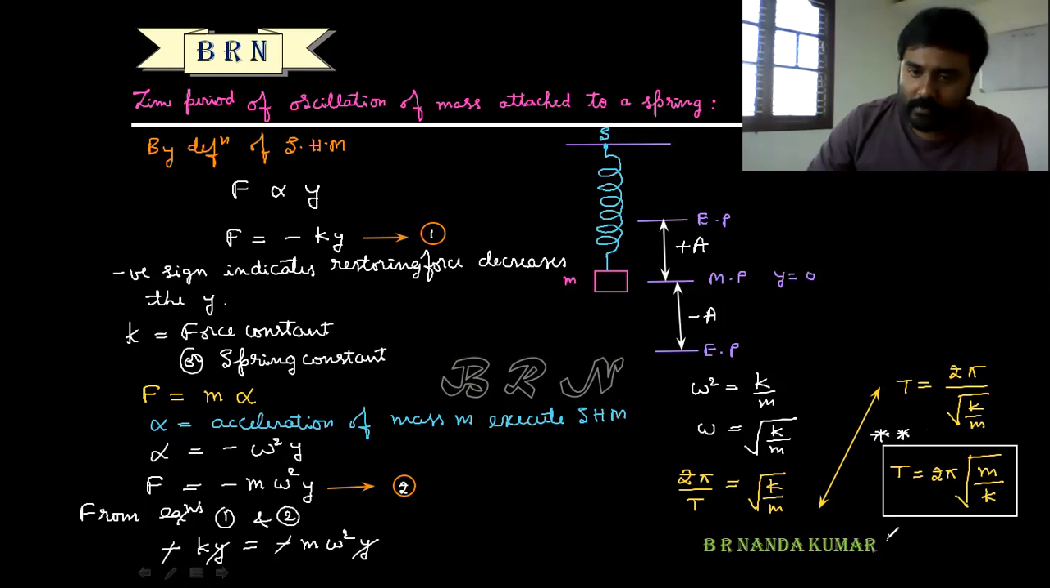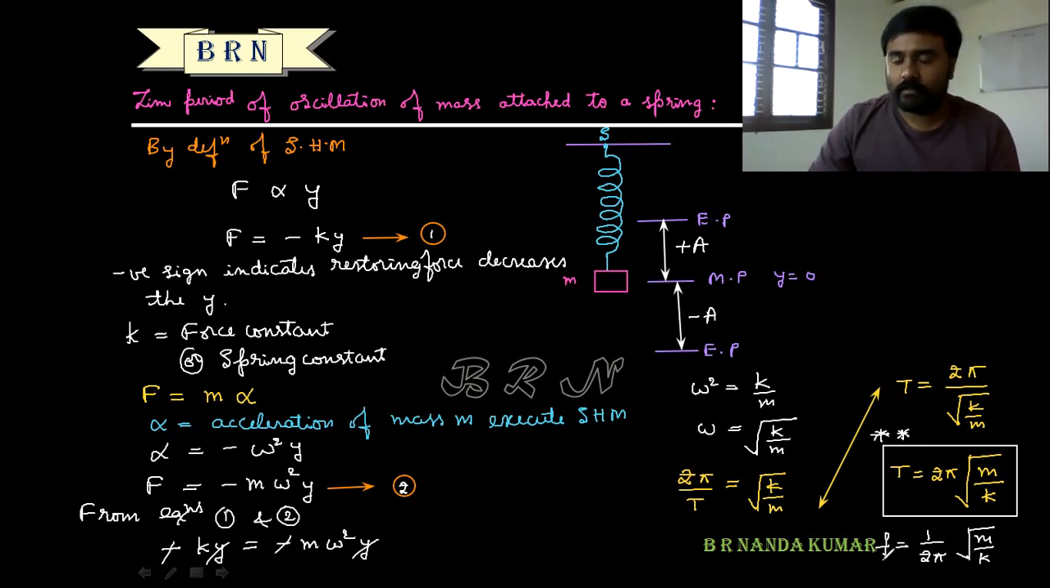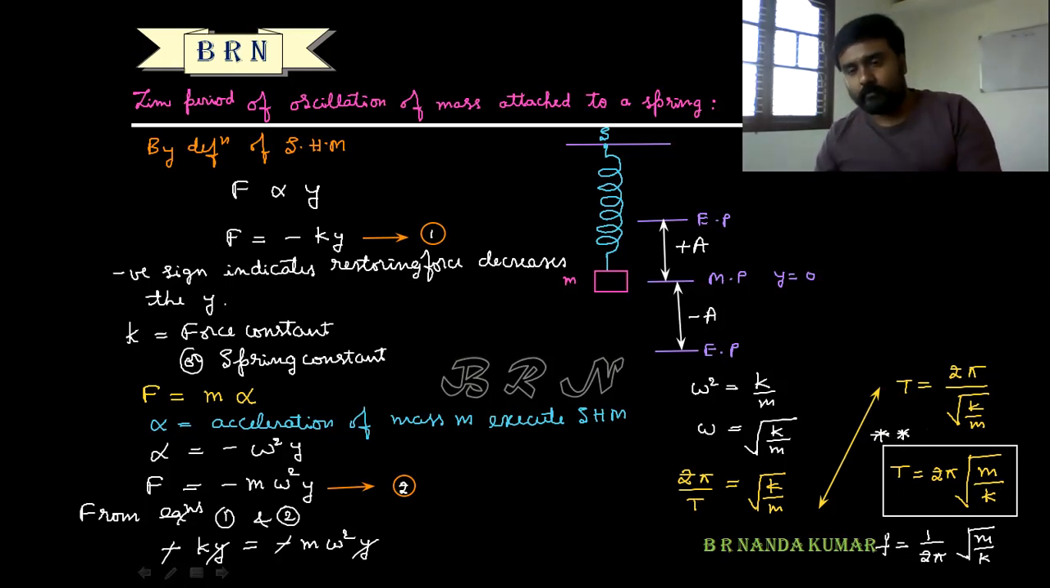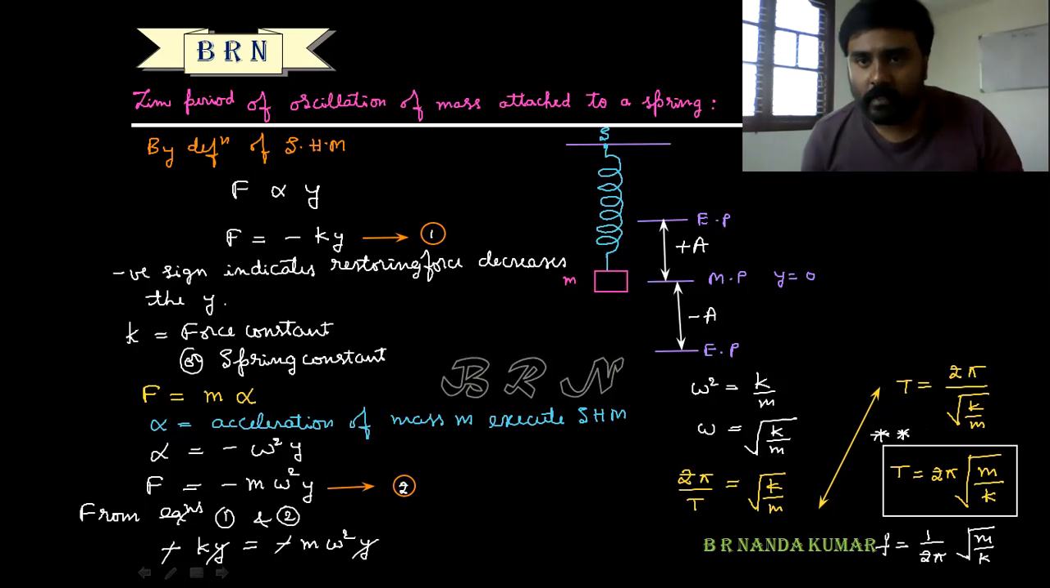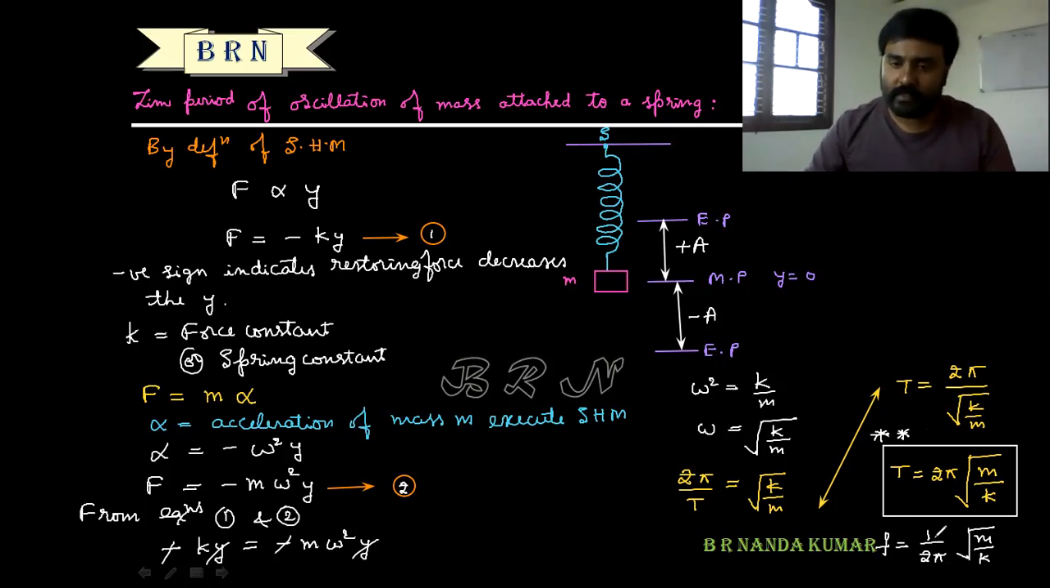And the frequency is f equal to 1 divided by 2 pi root m by k. So this is the frequency of oscillations of a mass attached to a spring. So this is the time period and this one is the frequency.